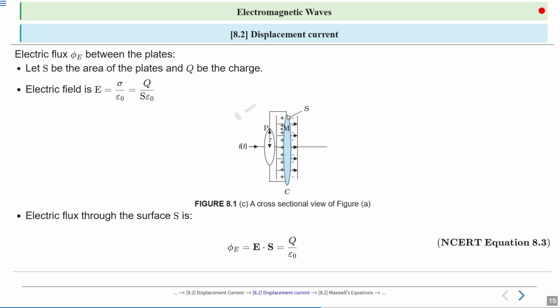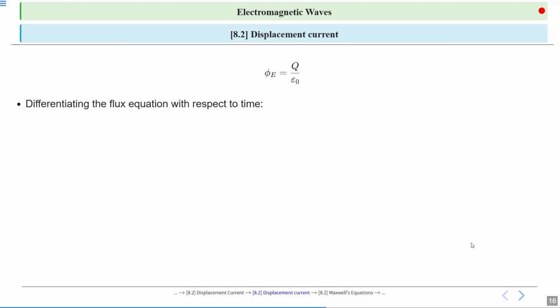What is the area vector of this surface? It is perpendicular to the surface, which means along the electric field. So theta is 0 degree, and cos 0 degree is 1. So E dot S becomes ES. E is Q by S epsilon naught, so Q by S epsilon naught into S. S and S cancel out, so the electric flux through the surface S becomes Q by epsilon naught. This is NCERT equation 8.3.